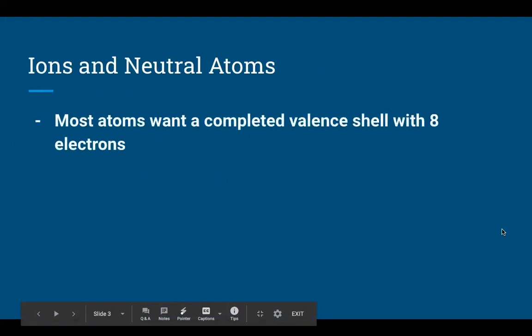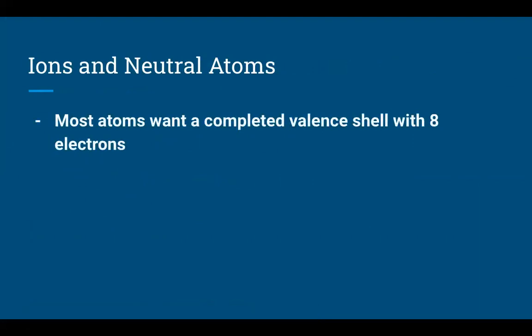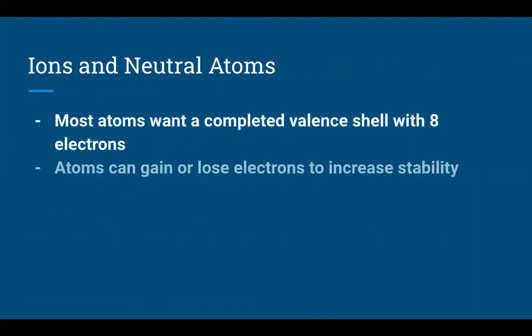Most atoms are completely stable when they have a completed valence shell with 8 electrons, or an octet. So atoms will gain or lose electrons to increase their stability.